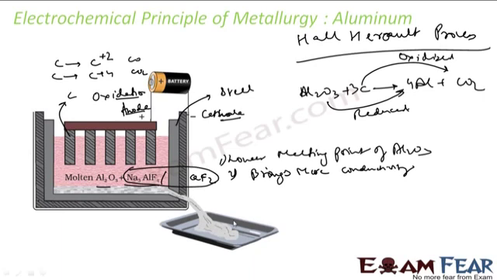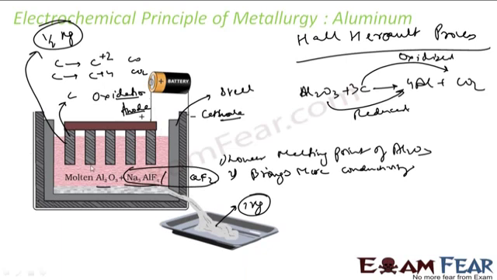Note that for every 1 kg of aluminum produced, you need almost half a kg of this carbon. So the anode is almost consumed. You just keep on changing it. When the carbon anode is exhausted, you change the plate and add more carbon, right?